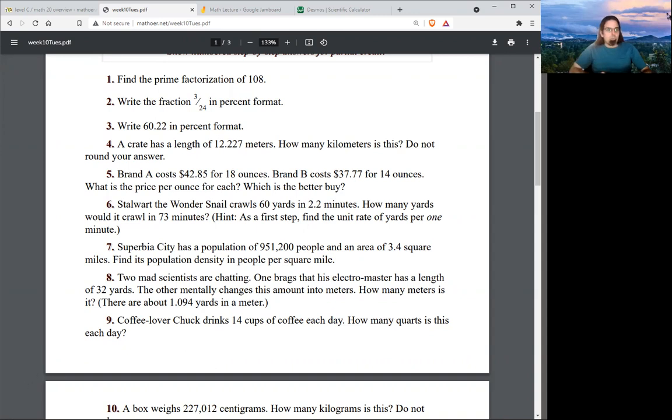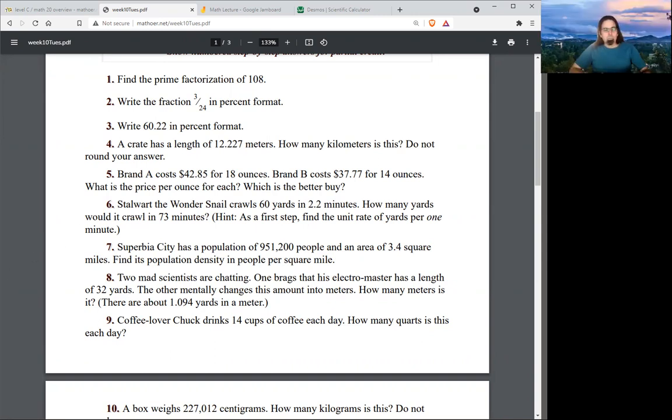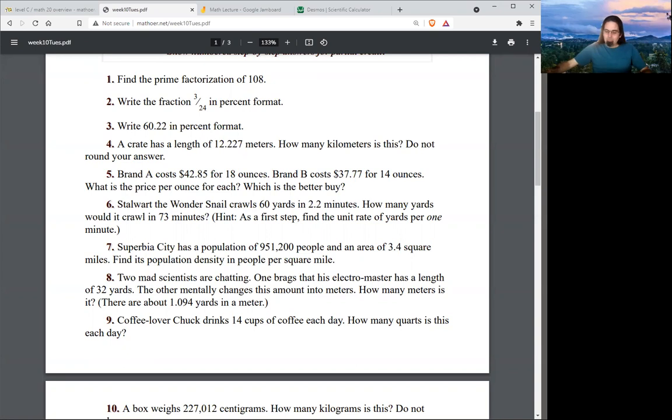Should we do number 3? Yeah. Should I write it out, or do you want to just call out and we'll see if everyone agrees what the answer is? If you are not voting, I will just write it out.